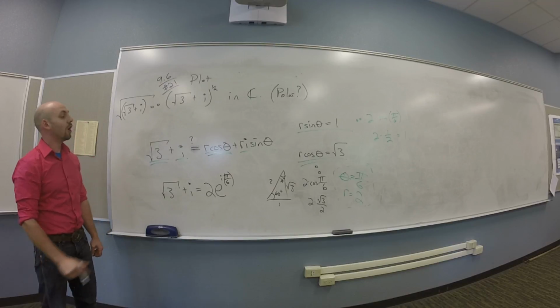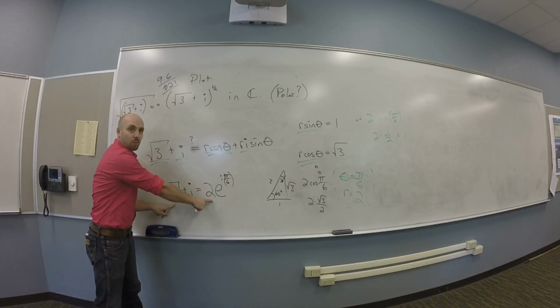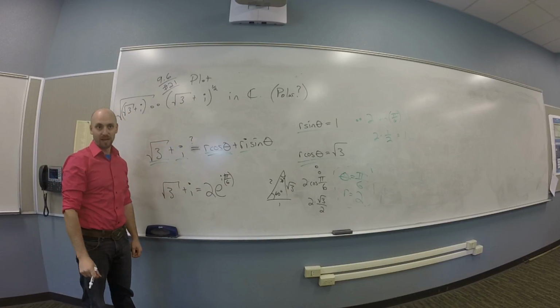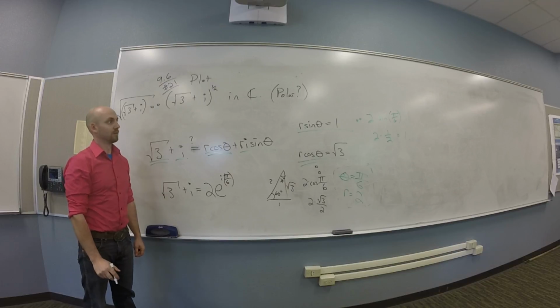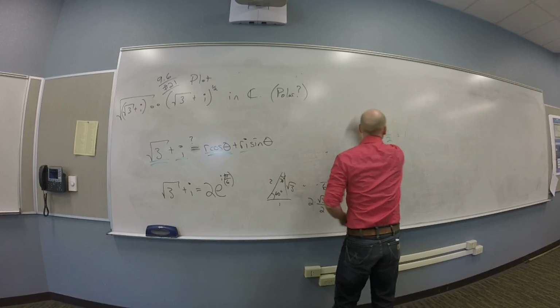Wait, what? Oh yeah, so I need the square root of that thing, right? So here's polar for the argument. Now you need to square root it. Okay. So I get pi over 12. So I'm gonna dump some stuff, like all this stuff.